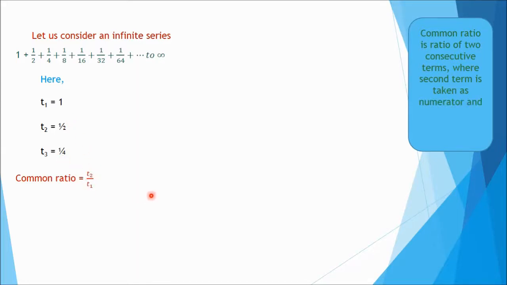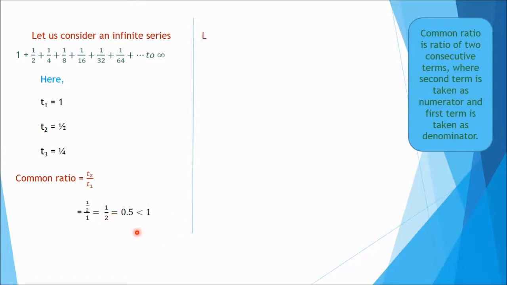So just understand that the formula is t2 by t1, and it is a ratio between two consecutive terms. If you take the common ratio from the third and fourth terms, then the fourth term is used as denominator and the third term as numerator. Now let's find the common ratio of this: 1 by 2 divided by 1, that is 1 by 2, which is 0.5. It is less than 1.